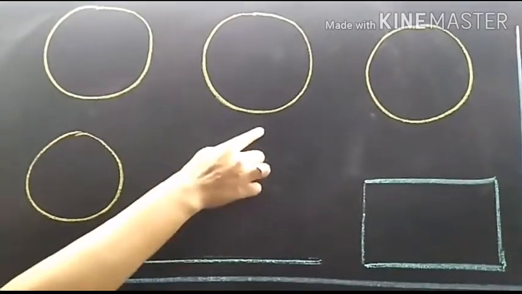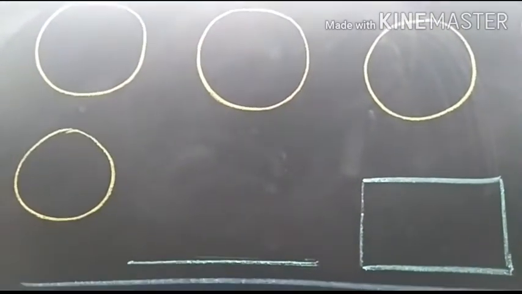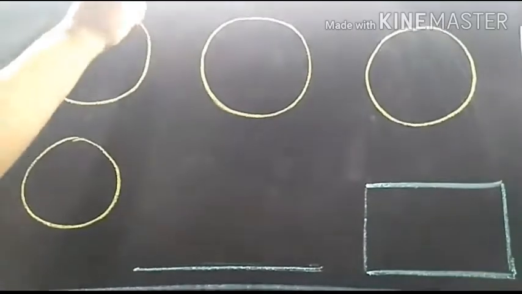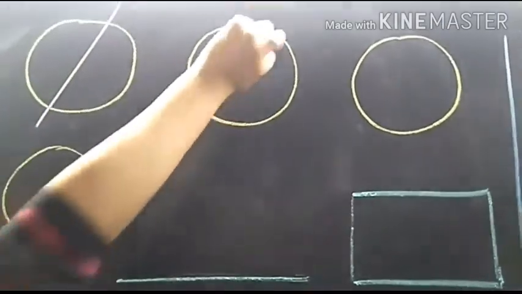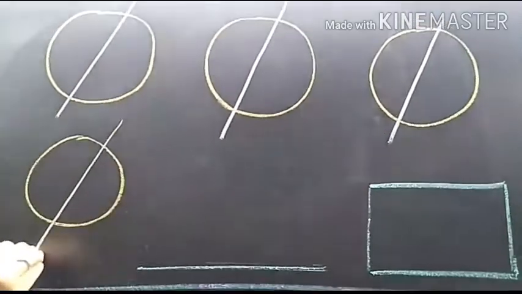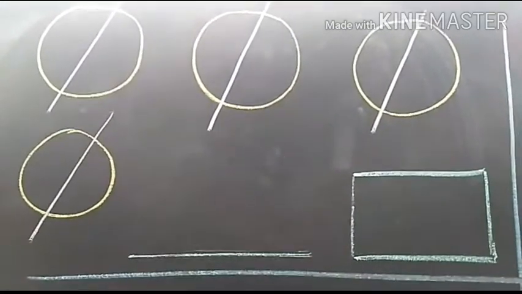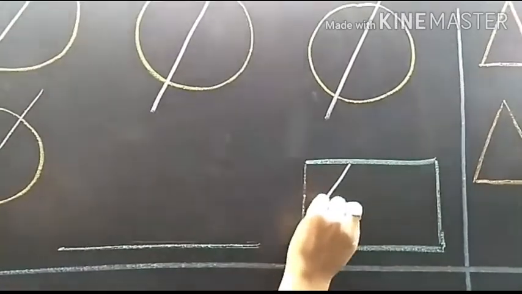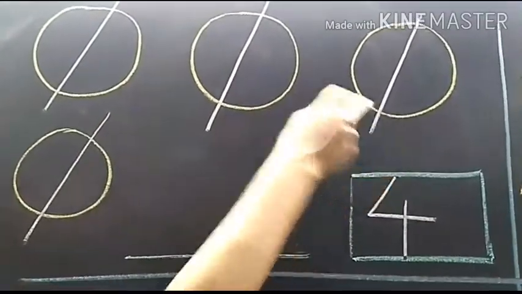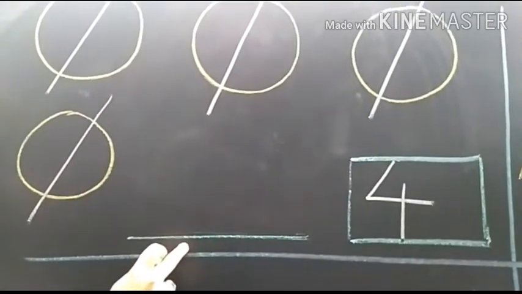1 2 3 4. Again, now we will count and we will cross them one by one. Come on, let's start. 1 2 3 4. So how many circles are there? Yes, there are 4 circles. Come on, let's write 4. See here, 1 2 3 4. So in this box we are going to write 4 and here we are going to spell 4.